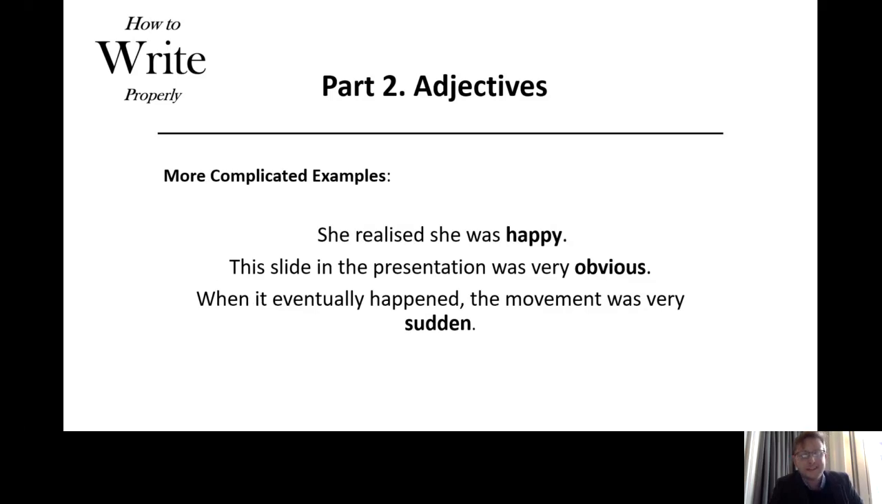So here are some more complicated examples. She realized she was happy. So we learn that she's happy. Her happiness is conveyed to us through an adjective. It's giving us more information about the subject, which is the she of this sentence. This slide in the presentation was very obvious. So again, it's telling us a little bit more about the slide, that it's in fact obvious. When it eventually happened, the moment was very sudden. So the moment is the subject, and the suddenness of the moment, again, is conveyed to us through an adjective.